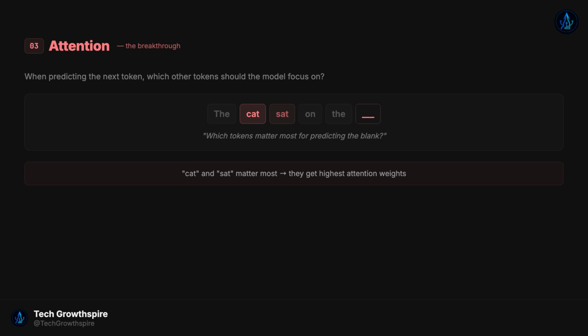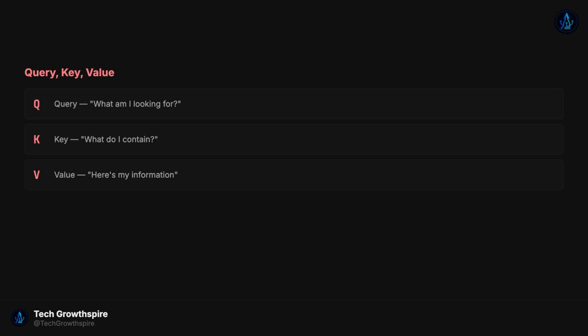One head tracks grammar. Another tracks pronoun references. Another tracks semantic themes. Another focuses on positional relationships. All 96 heads operate simultaneously and their outputs get combined. It's like having 96 expert linguists each analyzing the same sentence from a different angle, then merging all their insights into one representation. There's a significant cost though.